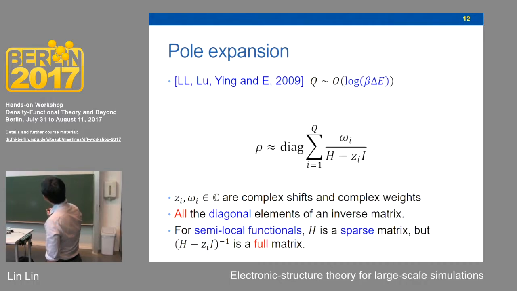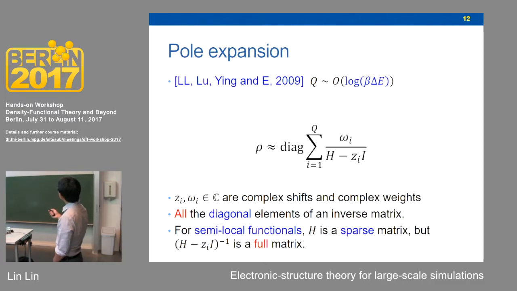And in particular, you can evaluate this thing using Green's function like quantities, where omega and z are just complex numbers, and the number of terms you need to resolve to a certain accuracy, let's call it epsilon, has only a logarithmic dependence on beta delta E, which is a dimensionless number characterizing the difficulty of expanding this function.